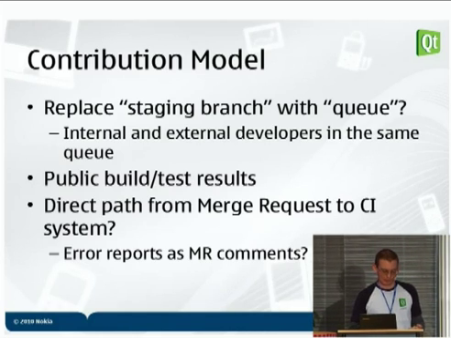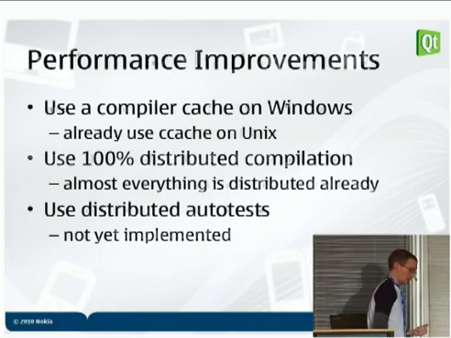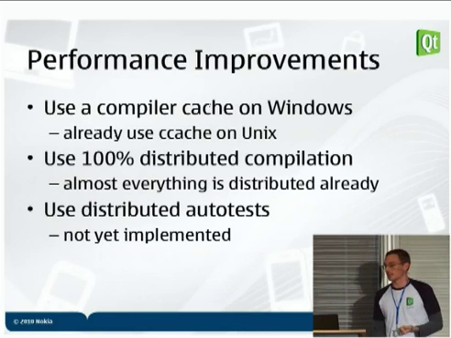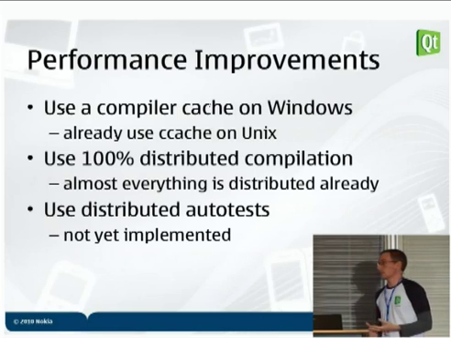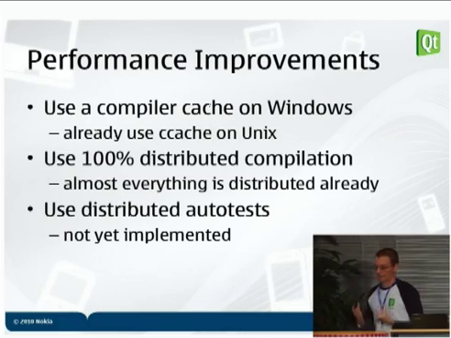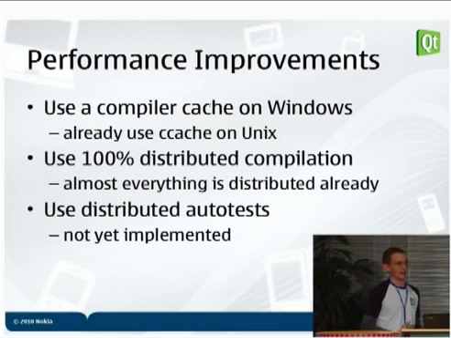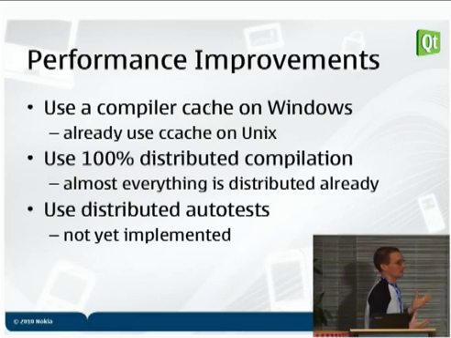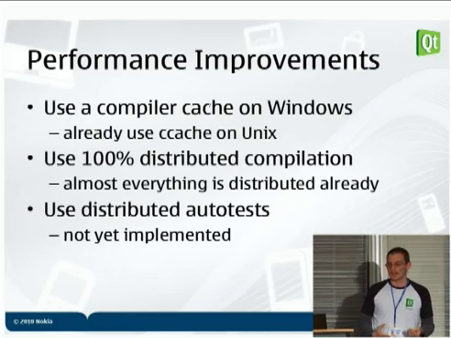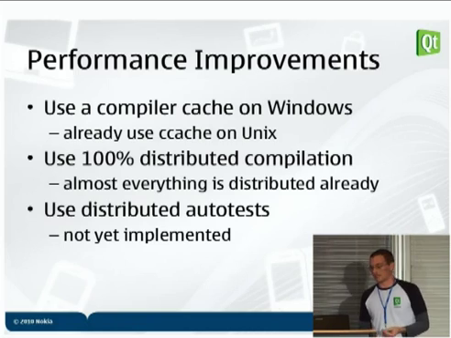Okay, so other things that we would like to improve. Performance. Performance is a big thing. We've struggled with that. The nasty thing about performance is that Qt is always growing, right? So that means that it takes an ongoing effort just to keep the performance of the continuous integration system constant. So this is a very challenging topic.